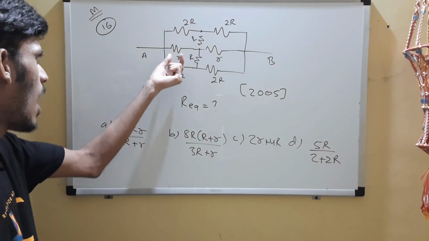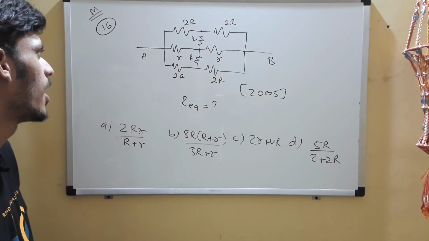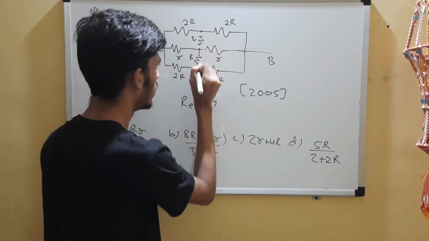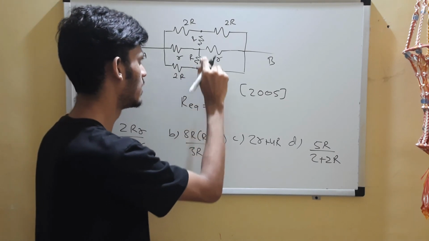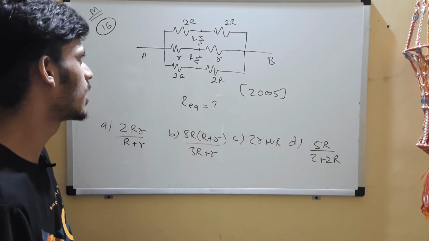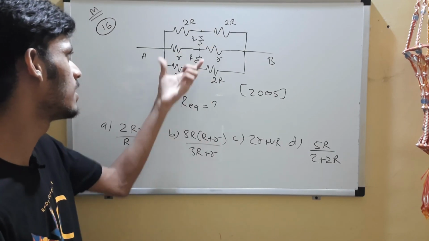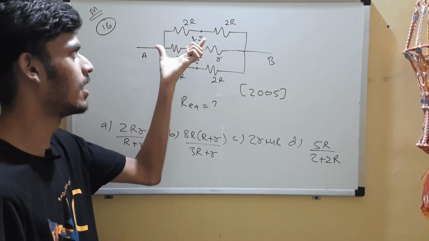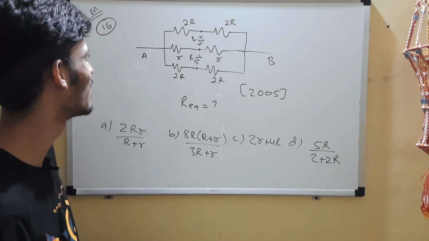Here also you can see R by 2R is equal to R by 2R, so R1 by R2 is equal to R3 by R4. Whatever potential is there over here, the same potential will be over here. So you can remove this resistance as well. No current will flow through there. So you can see now it is very simple: 2R in series, 2R in series, small r in series, and all of these are in parallel. Now the combination is so simple.